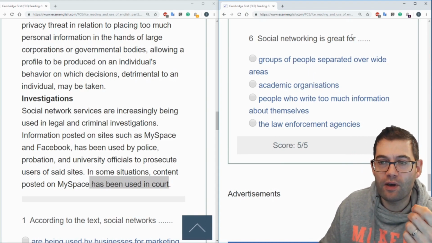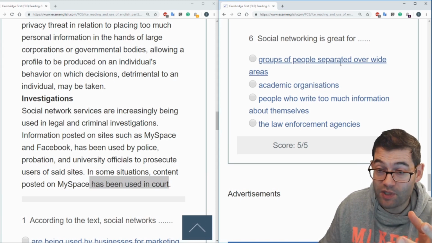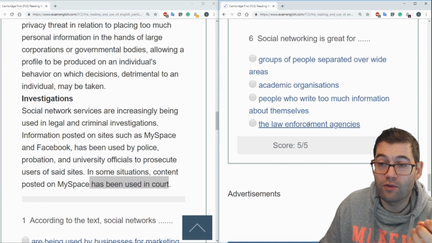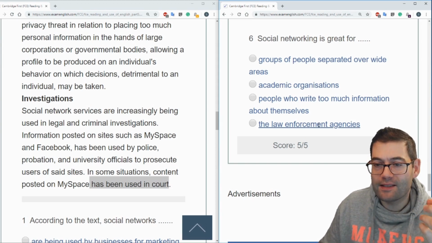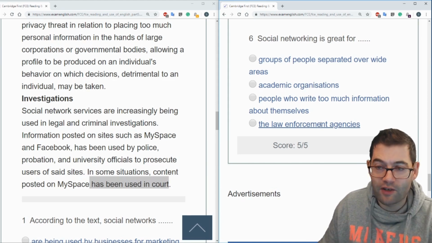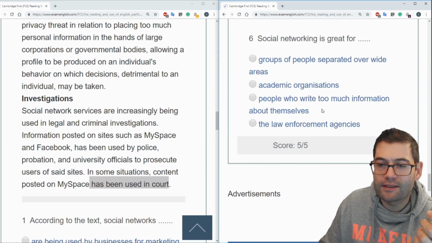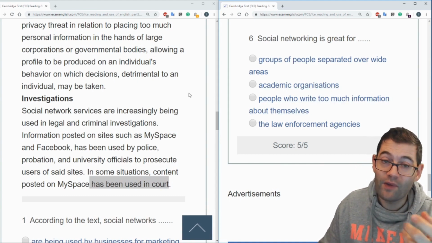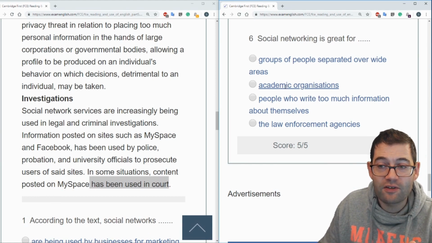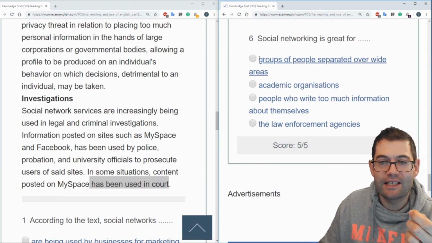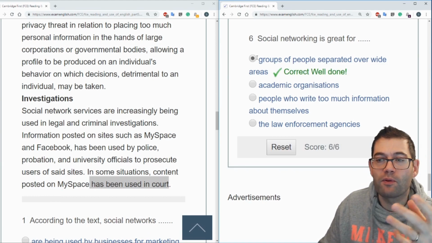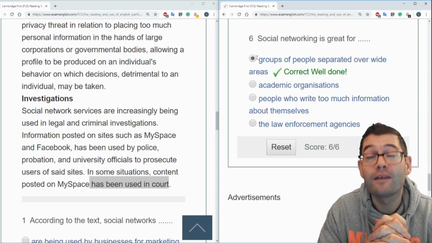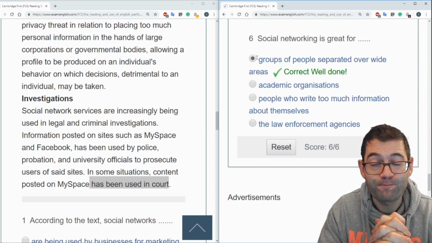So, social networking is great for groups of people separated over wide areas, academic organisations, people who write too much information about themselves, the law enforcement agencies. Now, it says that law enforcement agencies use the information. Is it great for them? I don't think so. People who write too much information, rather the opposite. Academic organisations, it says that it's useful for the organisations, but the general theme of the text is that social networking is great for groups of people separated over wide areas. And that, in my opinion, is why it's the answer.